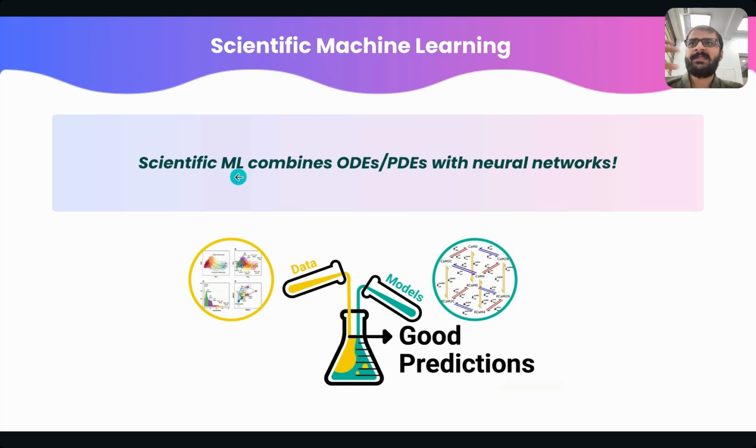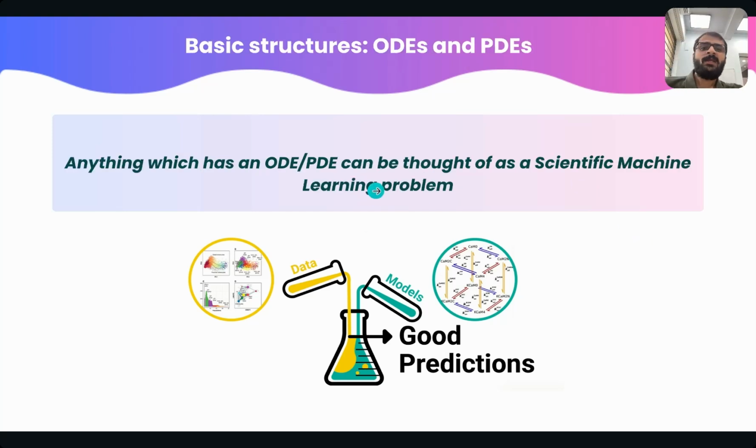Basically, scientific ML mixes science with machine learning. And when you think of science, you can think of ordinary differential equations or partial differential equations. When you mix ODEs or PDEs with neural networks, that is the field of scientific machine learning. So anything which has an ODE or PDE can be thought of as a scientific machine learning problem.